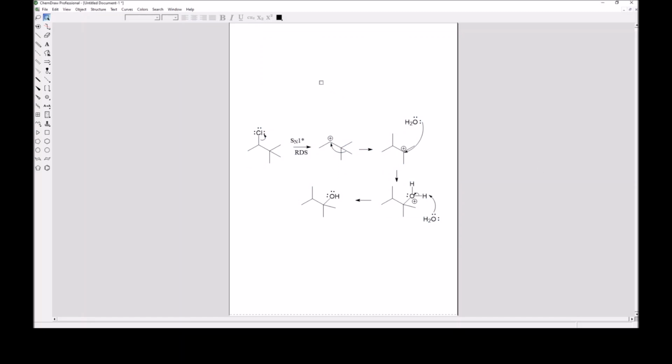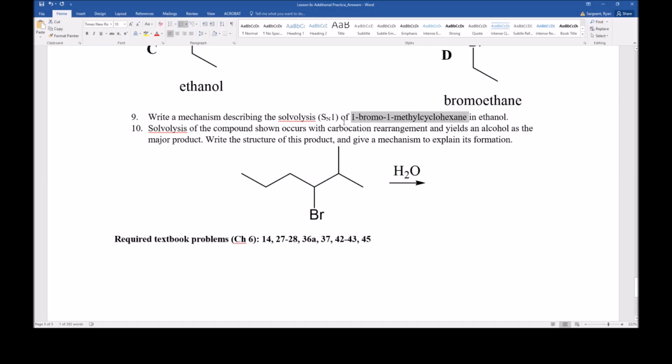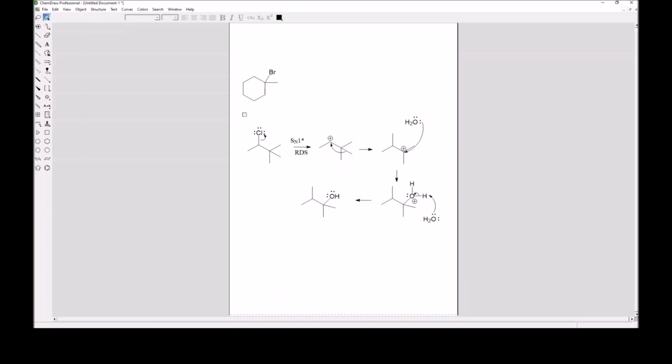All right, the starting material that we're supposed to use here is 1-bromo-1-methyl cyclohexane. Oops, I need to grab that and move it up here. And that compound looks like this right here. Okay, so 1-bromo-1-methyl cyclohexane in a solvolysis reaction. Make sure we have the solvent. Oh, in ethanol. So it's not going to involve water. So this compound I have here is not super helpful. Well, let's just start from scratch.